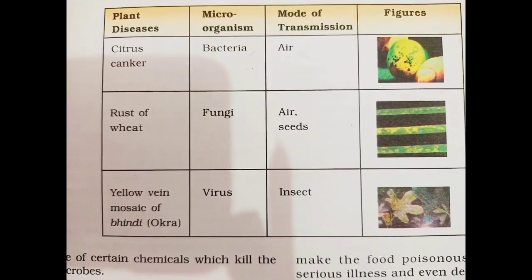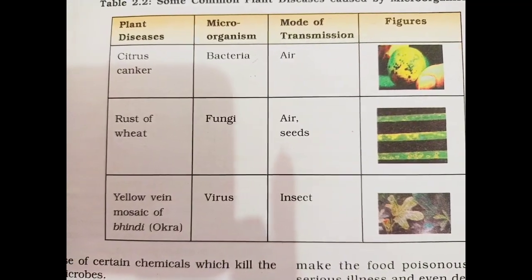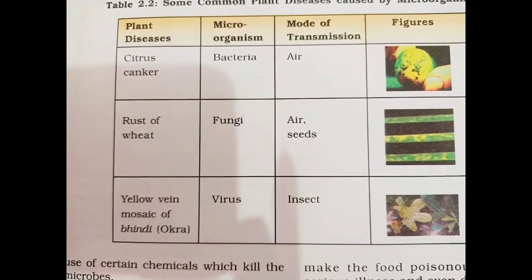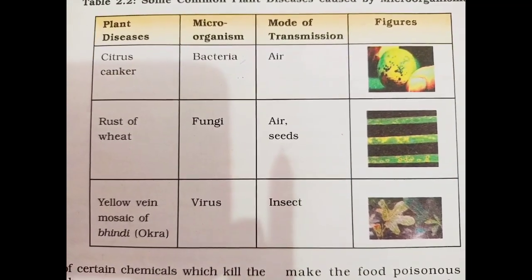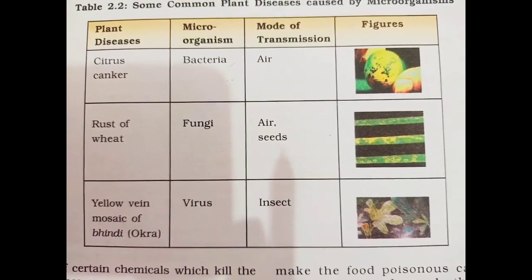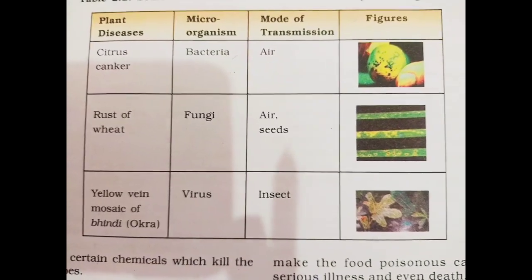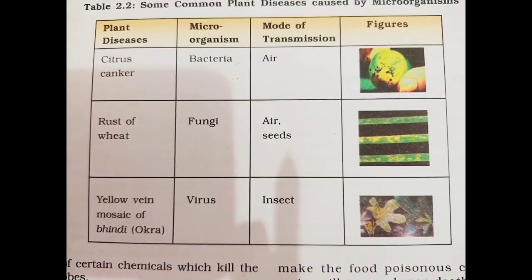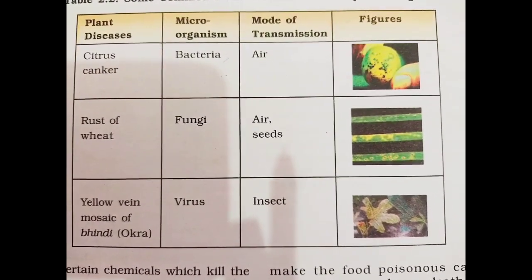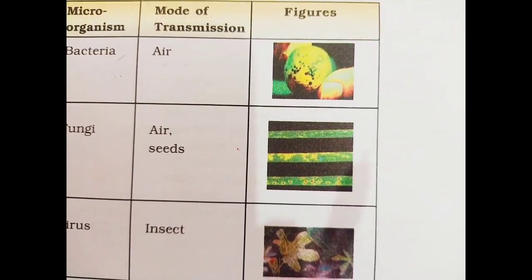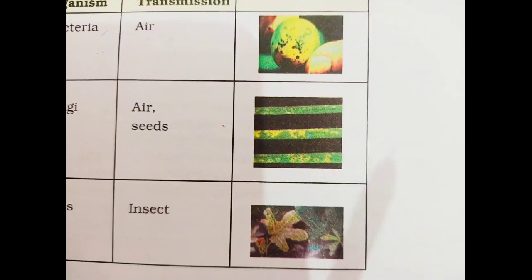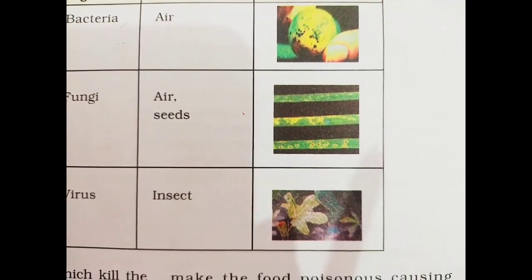So plant diseases like citrus canker: the causative microbe is bacteria, and the mode of transmission is air. They spread via the medium of air. This is the picture, children. You can see citrus means all the limes and oranges, these are citrus fruits, and the disease citrus canker occurs in all citrus fruit.